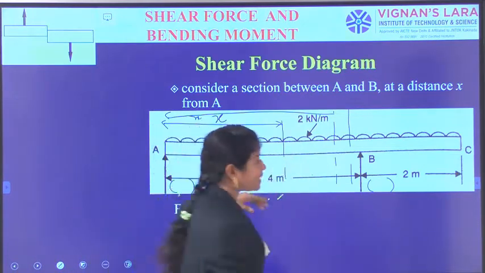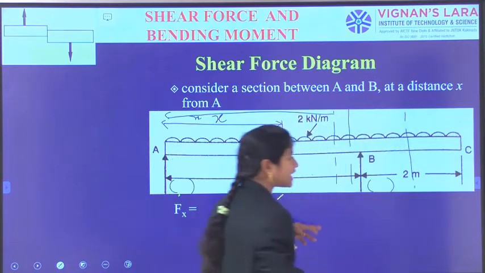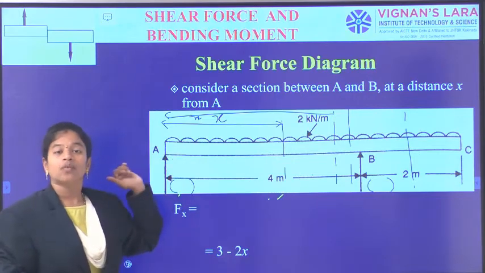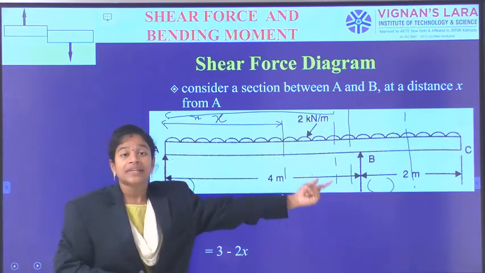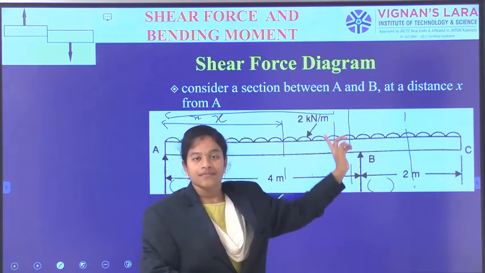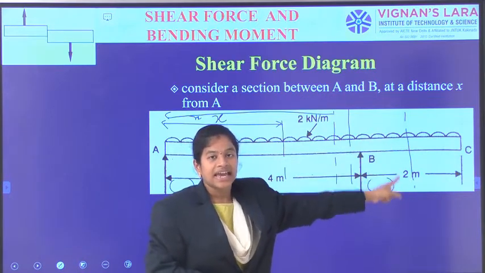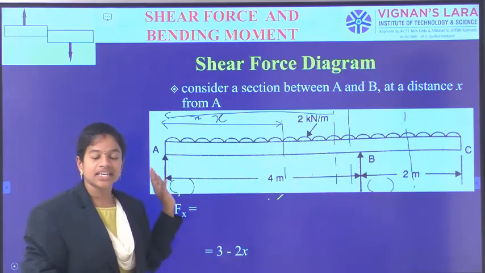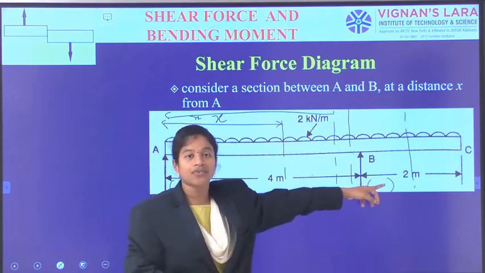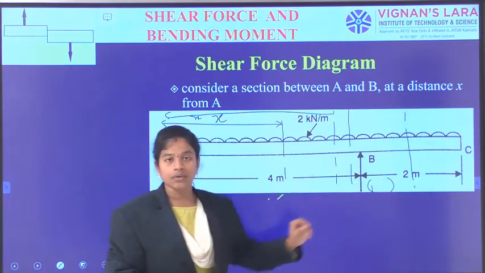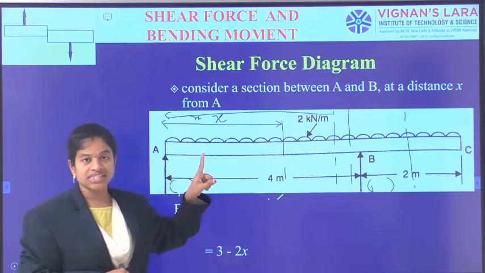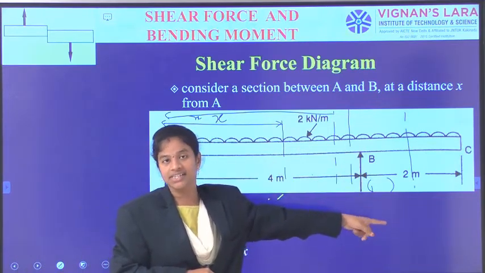Once I cross B, when we take any section line in between B and C, which is measured from A, what is it involving? It is involving RA, RB, and a UDL of x length up to the section line. That's why two spans should be considered: for the A to B span, one section equation, and in between B and C, another section equation.